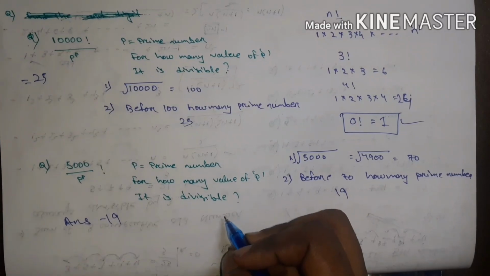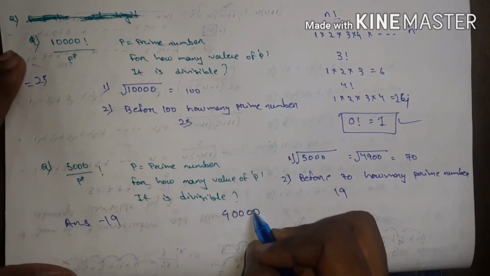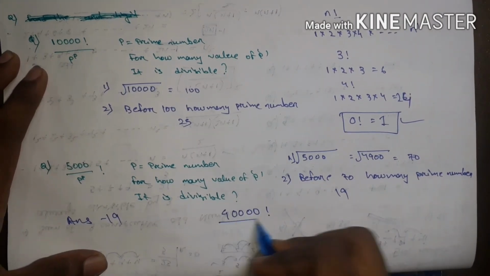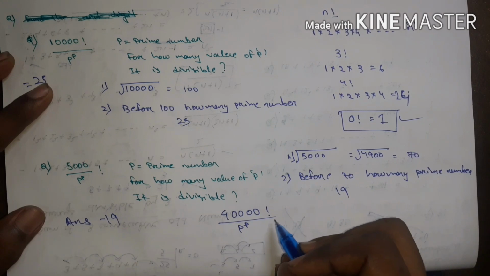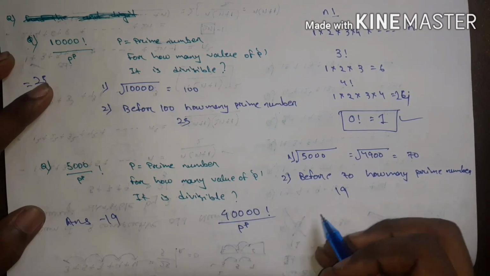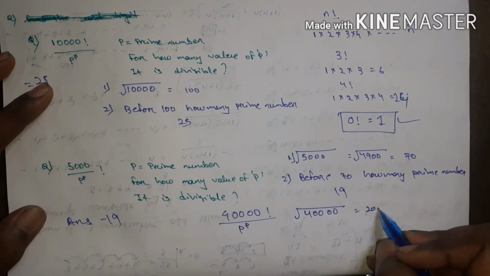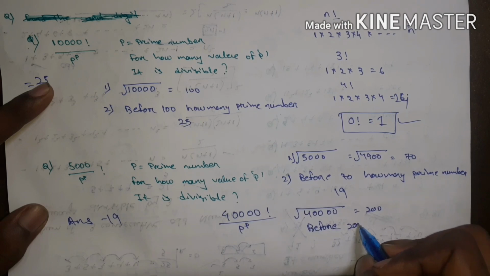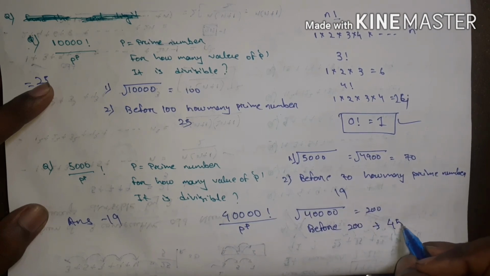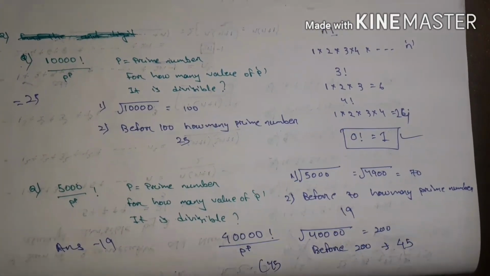Another question. Okay. Factorial by p to the power p. What is the value of p? What is the first process? Our first process is root over this. Root over this is 200. Before 200, how many prime numbers are there? There are 45 prime numbers. So your answer is 45.